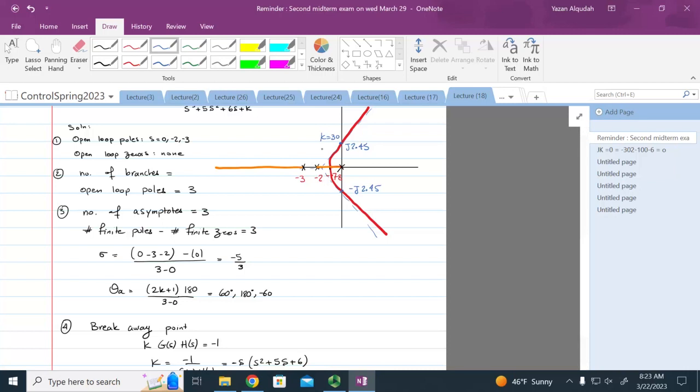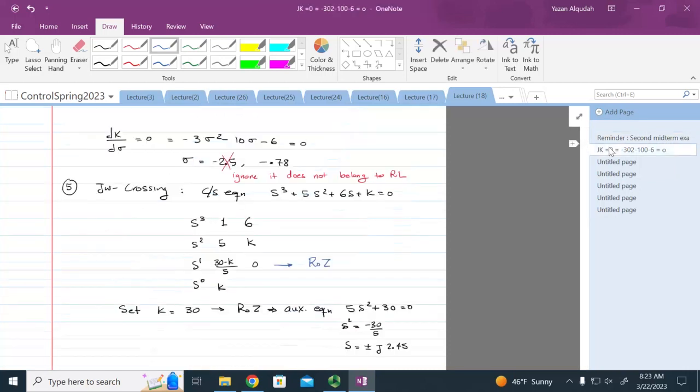Can you go back to that second page for a minute, please? Thank you. Is that clear? Everybody? Okay, I'm going to go back to the first page.